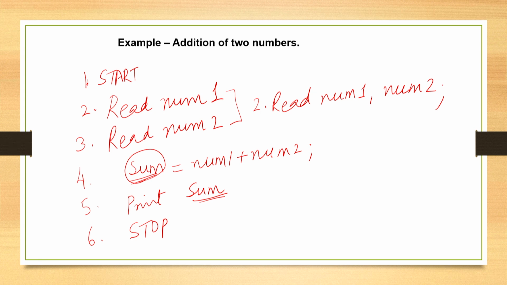and once it is done you have to stop. Say num1 is 2 and num2 is 3. So, from here the sum is equal to what? 2 plus 3, that is equal to 5, and it will simply print 5. This is the algorithm for adding two numbers.